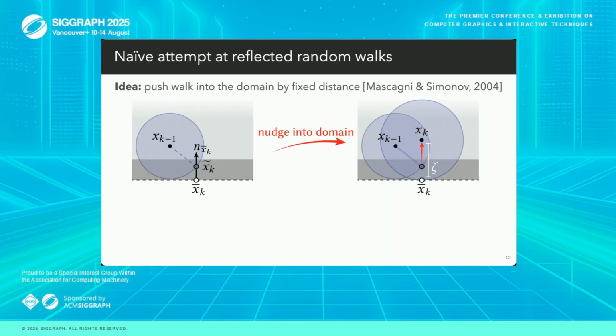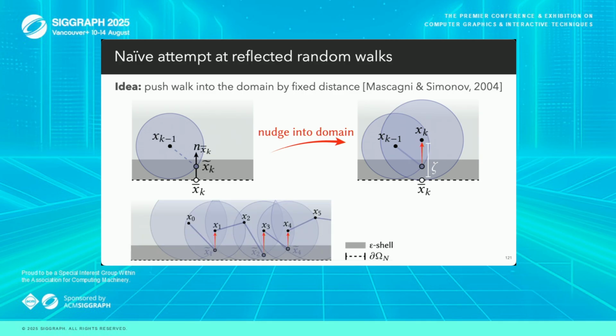Another option that you might consider is to just push the random walks back into the domain a little bit by a small fixed distance every time they enter the epsilon shell around the Neumann boundary. This kind of captures the behavior of a reflecting boundary, but it has two problems. First, the walk lengths are going to become extremely long because the boundary will serve as an attractor for walk-on spheres, and we'll just keep reflecting off of it.